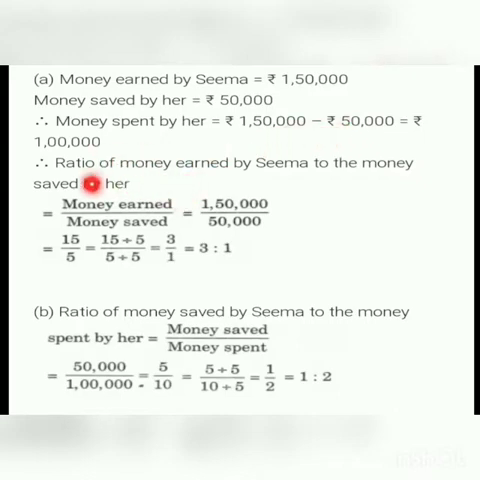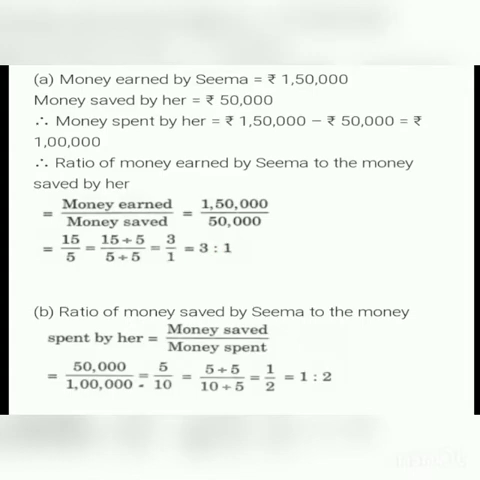Now the first question, the money she earned to the money she saved. That ratio will be: the money she earned is 1,50,000 and the money she saved is 50,000. So you get the ratio 1,50,000 by 50,000. Now cancelling out the common zeros, here 4 zeros are there, here also 4 zeros, so cancelling out 4 you will get 15 by 5. Now in 15 by 5, 5 is the common factor, so dividing throughout by 5 we get 3 by 1, that is 3 is to 1. So 3 is to 1 is the ratio of money earned and money saved.